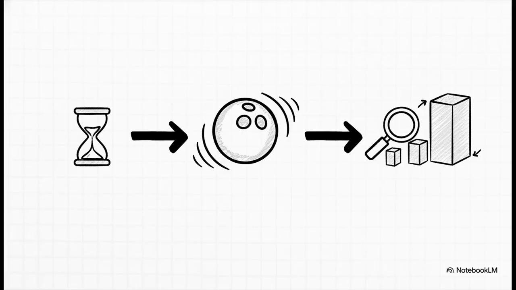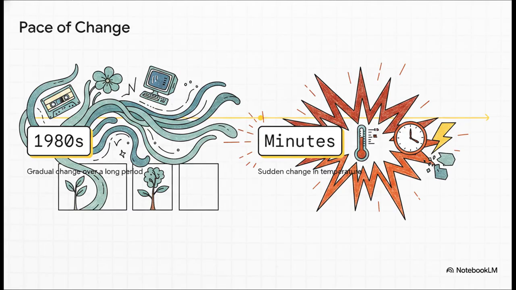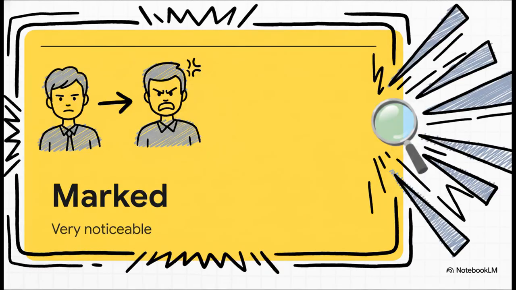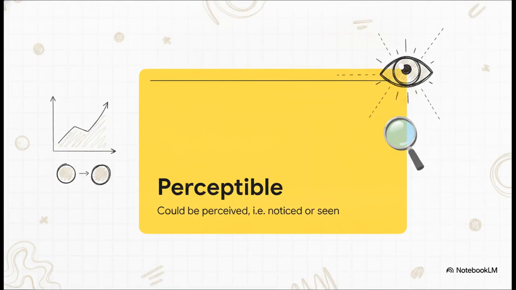Now, let's talk about describing the change with adjectives. Verbs really need them to give exact timing and scale. For instance, a gradual change happens slowly, like in the 1980s. Compare that to a sudden, minutes-long spike. If a change in something like antisocial behavior is super noticeable, we call that a marked change. On the flip side, if something barely moves, it's just perceptible, meaning it can barely be noticed or seen.